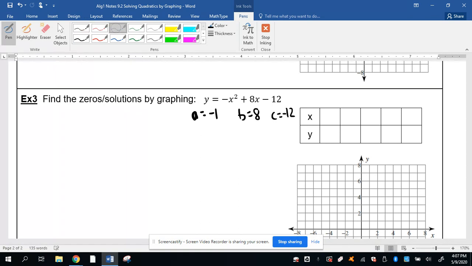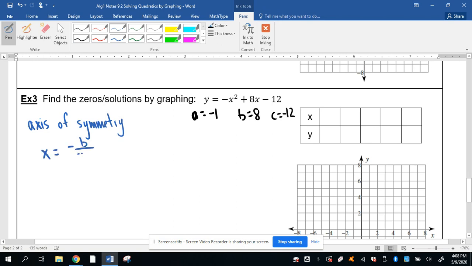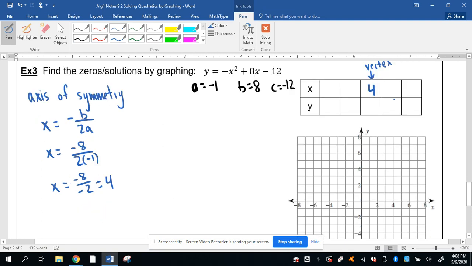We're going to use our formula of the axis of symmetry, and the axis of symmetry equation is x equals -b over 2a. So we have x equals -8 over 2 times -1, which is -8 over -2, which is 4. So x equals 4. That will be at our vertex, so the middle of our parabola.